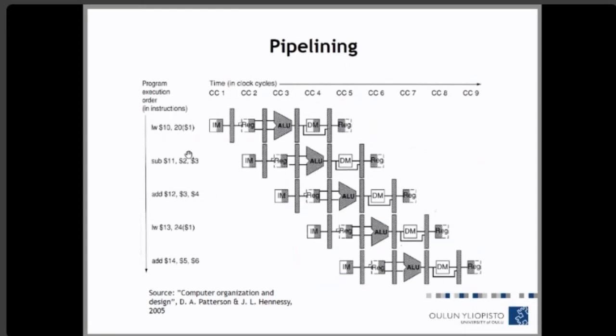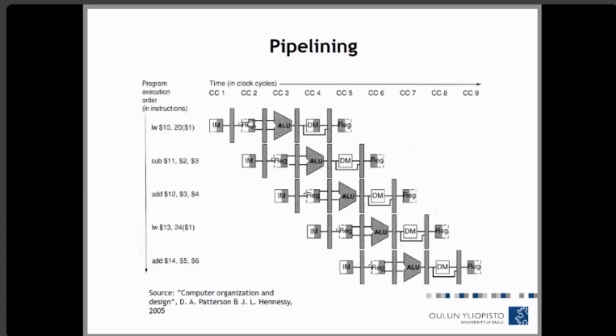So if we have some instructions like this, let's say this instruction loads a word, this instruction subtracts two things and puts the result in this destination. This one adds, this again loads, and this adds, this kind of thing. Instead of having to run this instruction through all of these stages and then going to the next, we can do pipelining. So when this instruction is being fetched from instruction memory, of course, the rest of the pipeline is empty.